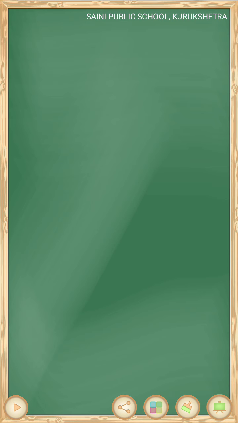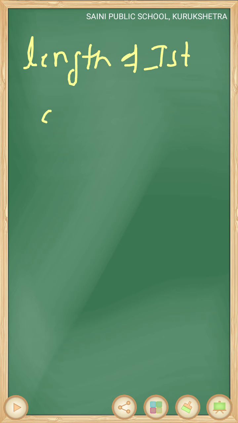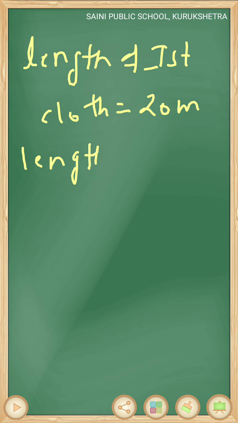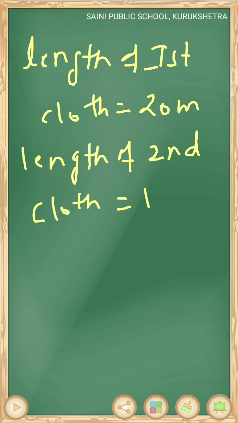Two pieces of cloth are here. So we have to find the total length of cloth. So the length of first cloth, how much? 20 meter. And the length of second cloth, how much? 10 meter. So you have to find the total length.